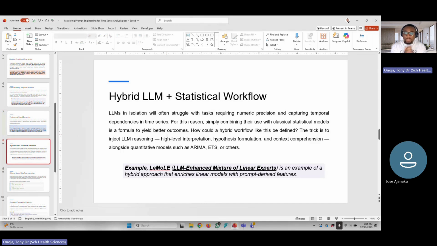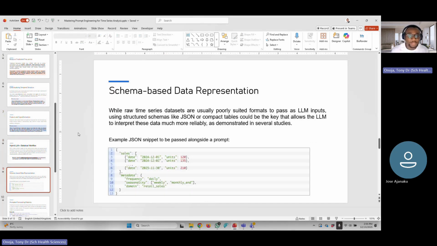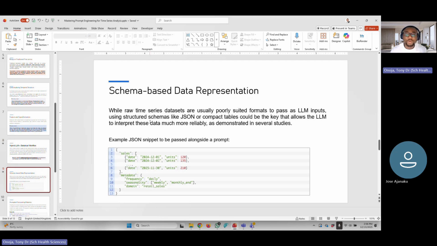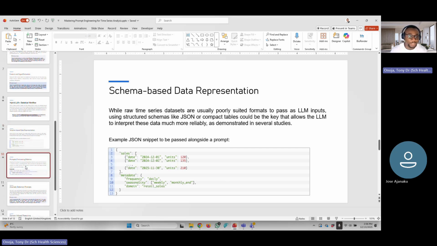Excuse me. I'm going to skip this part because it was just a suggestion, and I put the link for the hybrid part. Of course, I'll also skip the schema because we already have it in CSV file format.